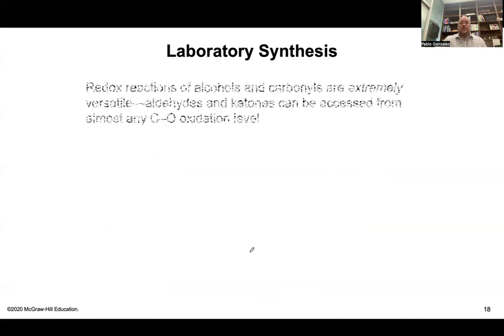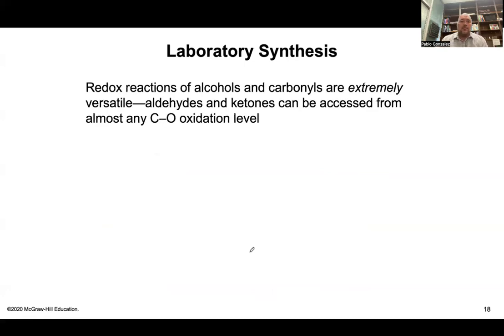In the lab, we can produce these types of compounds as well. Reactions of alcohols and carbonyls are extremely versatile. For example, from a ketone, you can produce an alcohol going through reduction conditions. From a ketone or an aldehyde, you can use some kind of reducing agent to produce an alcohol. Now, from the alcohol, you can go to the ketone or the aldehyde through oxidation reactions. It's going to be the opposite of the reduction. It's going to be oxidation.